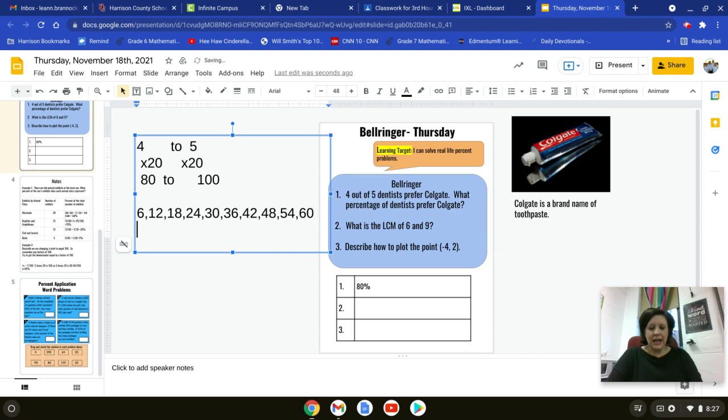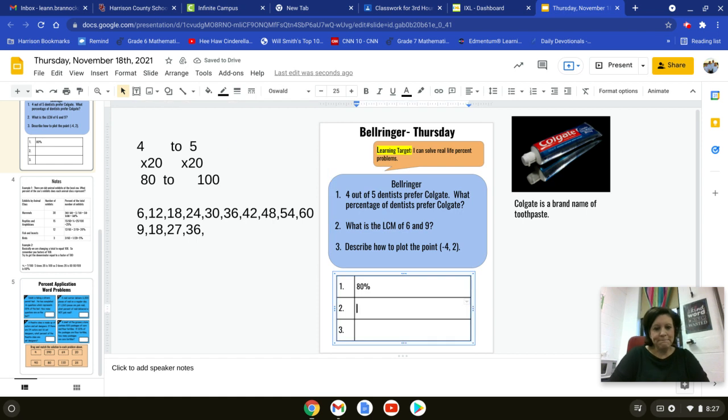The multiples of 9, then 9 times 1 is 9, 18, 27, 36. So we see that they have a lot of multiples in common, but we're looking for the least. So the least is 18.